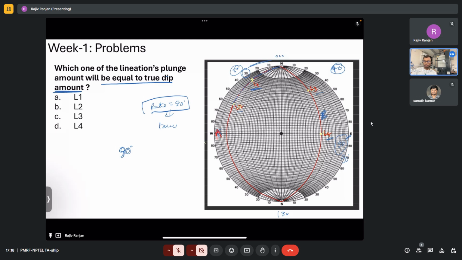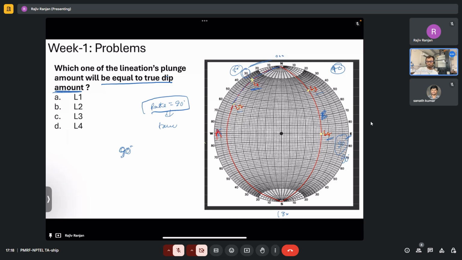So what do you think? What is the correct option? Am I audible, Sanat? Sanat, am I audible?